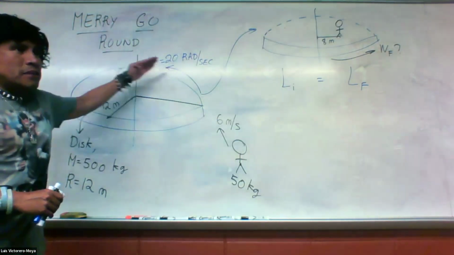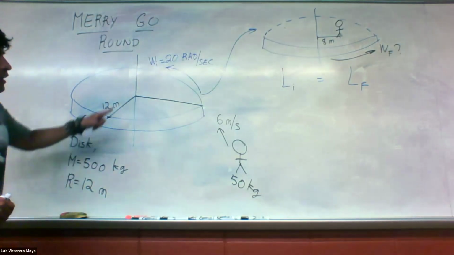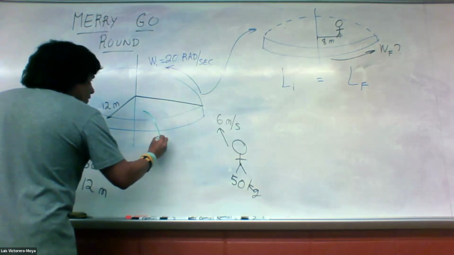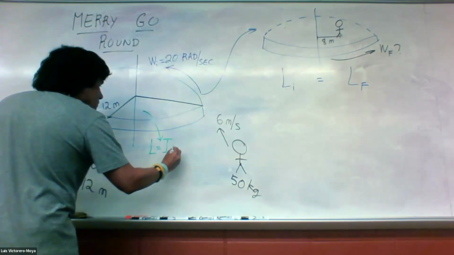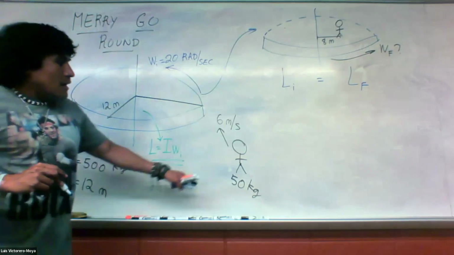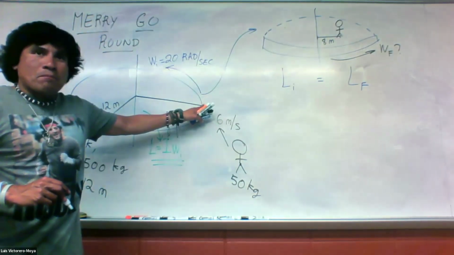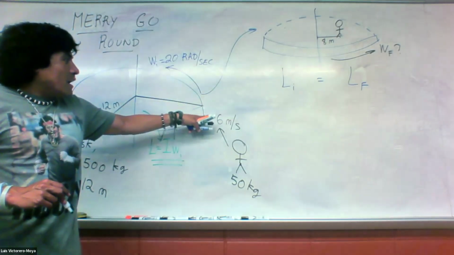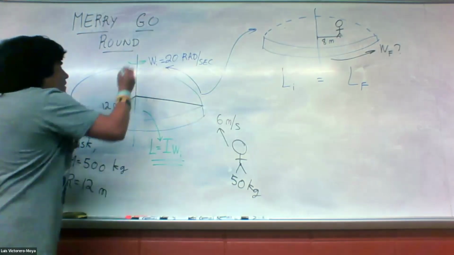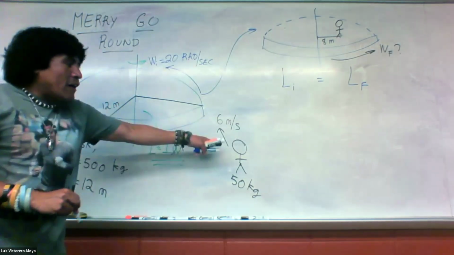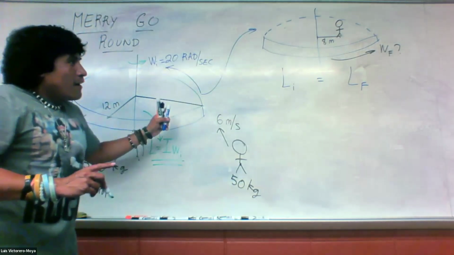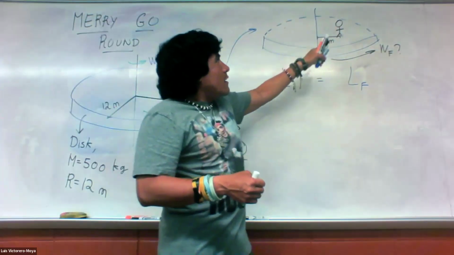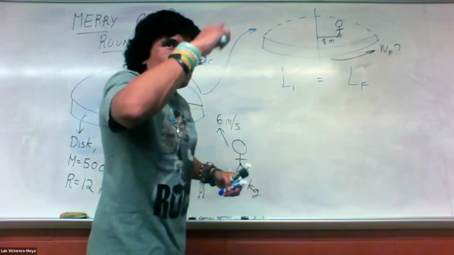So the merry-go-round is rotating. It's a disk with mass, with radius, with W. So it has an angular momentum, IW. So the L for the disk is IW. But as the boy is about to jump, he also has angular momentum, right? Mass times velocity times distance, and when he's on the edge, the distance to the axis of rotation is 12. They both have angular momentum, just like the bullet, right? That's the initial, the before. The after will be both of them together, the boy and the merry-go-round, traveling at the same W.